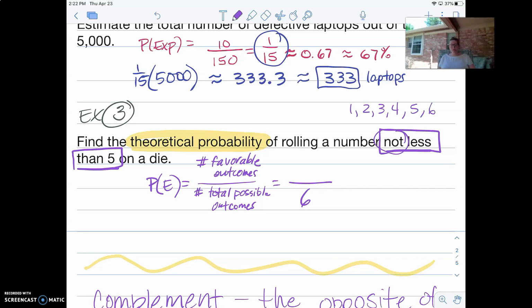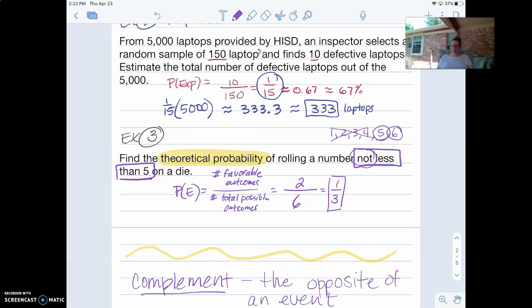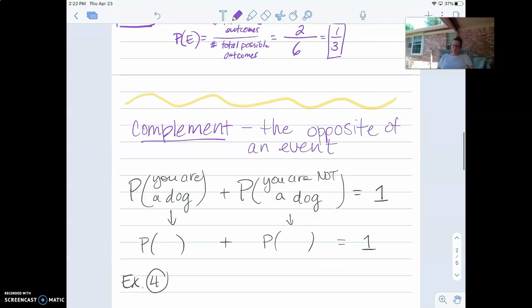Out of those, the favorable ones are not less than 5. So 5 is not less than 5, and 6 is not less than 5. That eliminates 1, 2, 3, 4, because those are less than 5. So that's going to be 2 favorable outcomes out of 6, which is 1/3. Not hard, but you just got to make sure you're reading it carefully so you're not missing any of those terms.